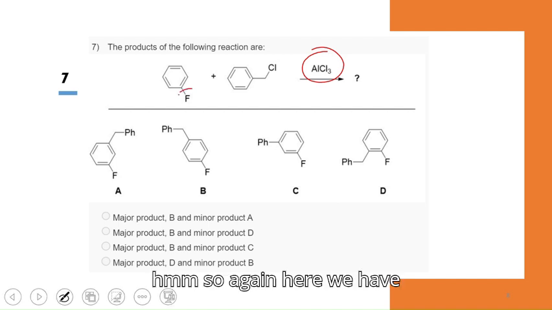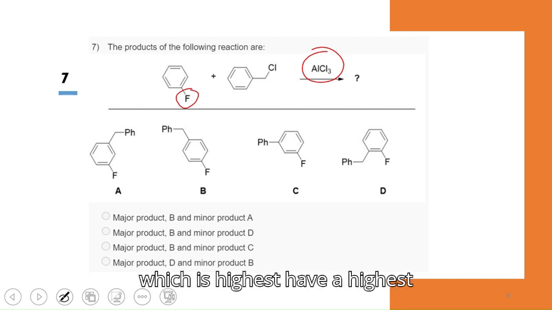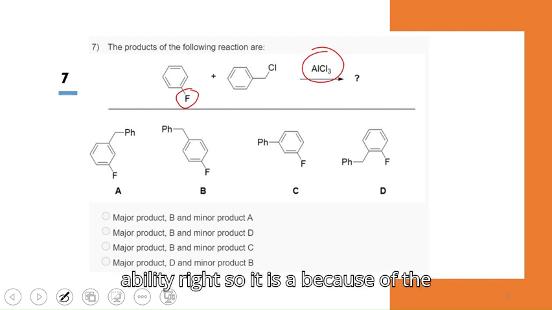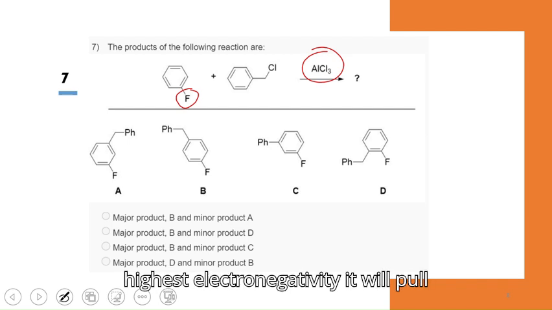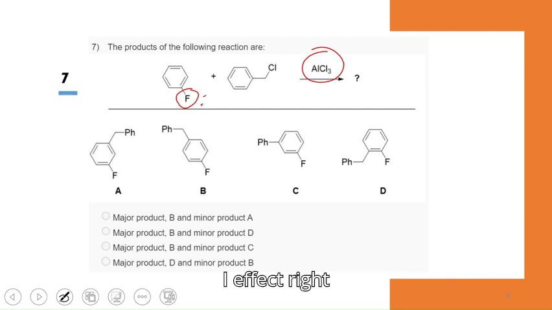So again here we have a fluorine atom, which has the highest electronegativity, strong electron pull ability. So because of the highest electronegativity, it will pull the electron, and it will give the -I effect, right? -I effect.